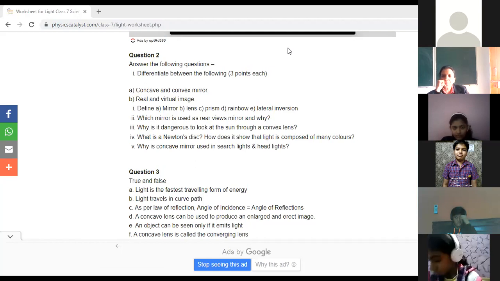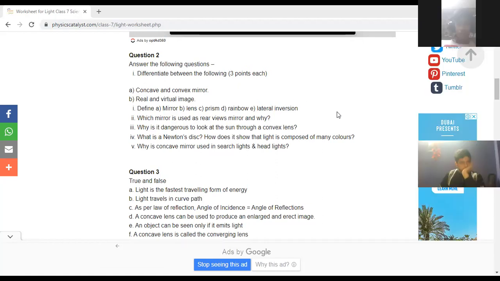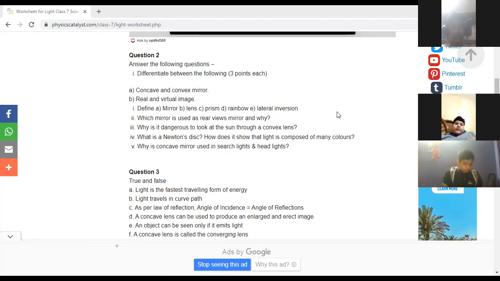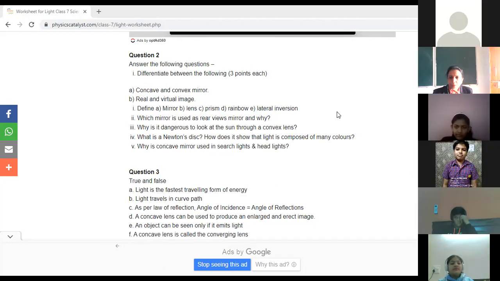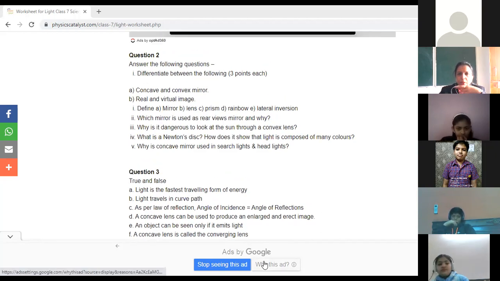Lateral inversion. Yes, Lavish. A mirror forms an image such that its left side is the object's right side and its right side is the object's left side. This phenomenon of change in object and image sides is known as lateral inversion. Okay, good, better, good. Next is question number 2.